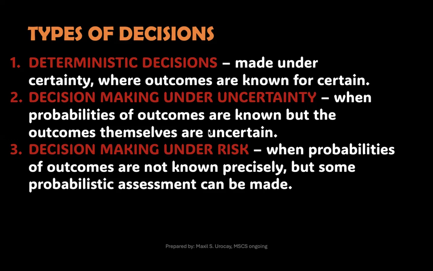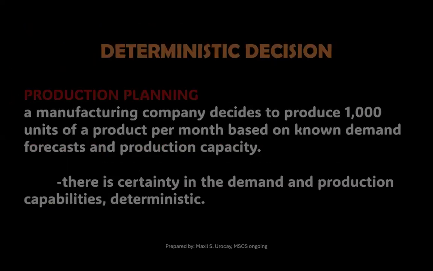And for decision making under risk, the probabilities of outcomes are not known precisely, but some probabilistic assessment can be made. That means in this stage, it involves situations where the decision maker has some knowledge or estimation about the probabilities of different outcomes associated with each alternative. So we'll be going to check that. We do have a certain example here.